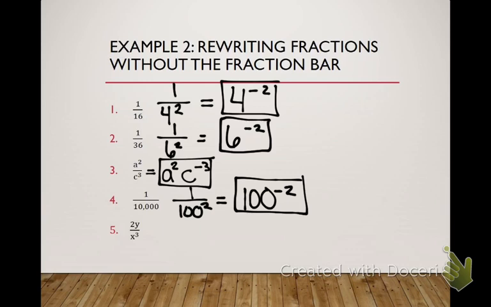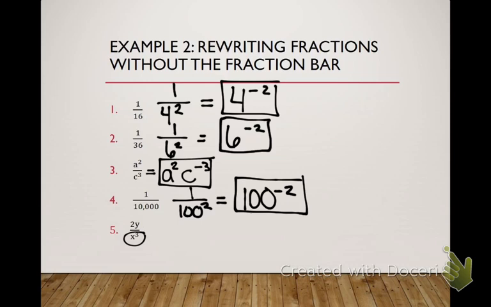Hopefully it's clicking at this point, but I know it is a little different. So we're going to go over one more, 2y over x to the third. Write it without the fraction bar. So if we have to move x to the third to our numerator, what happens to x to the third? What happens to it? It becomes negative.